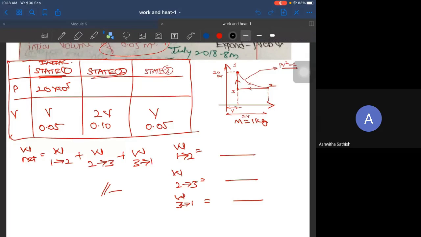Okay, so what are the answers for the previous problem? Different processes, three work done should be there. This is the first process, which is polytropic work done. Second process isobaric, third process isochoric. So three work dones I need, and I should add those three to get my final answer. So what are the answers for it?